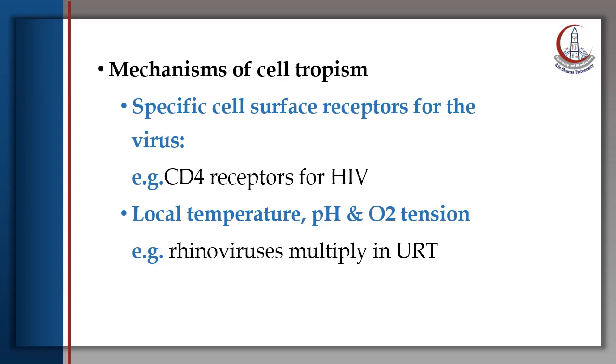Second mechanism is the local temperature, pH, and oxygen tension. For example, the rhinoviruses, and you know rhino comes from the nose. These viruses multiply at low temperature and high oxygen tension. That's why these rhinoviruses cause common cold, affecting only the upper respiratory tract, because it replicates mainly in the nose, where there is low temperature and high oxygen tension.